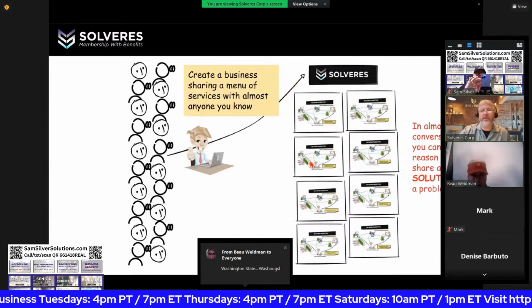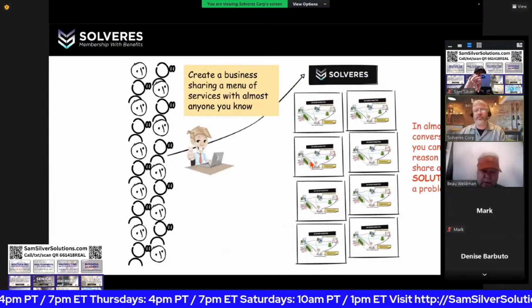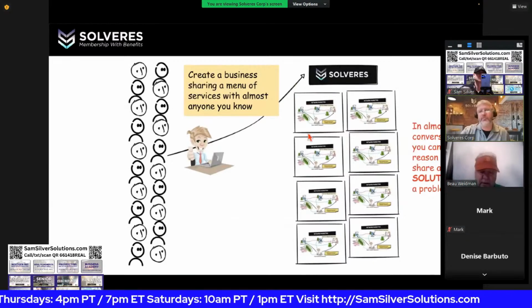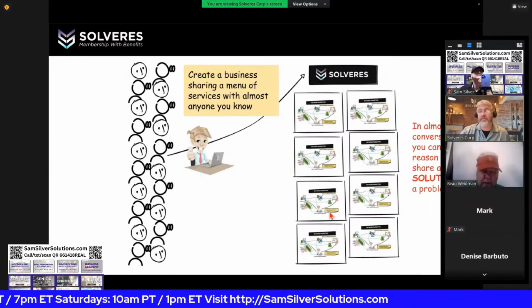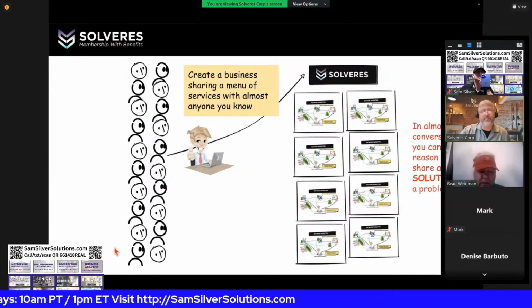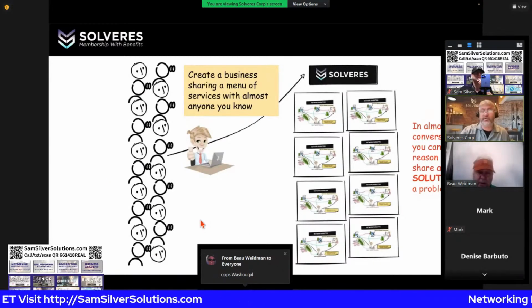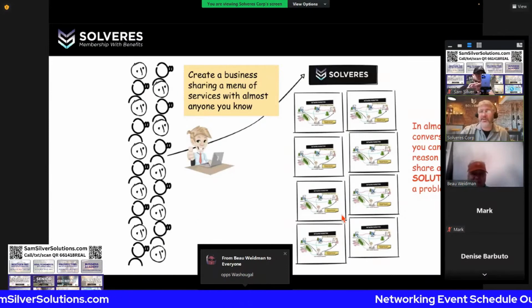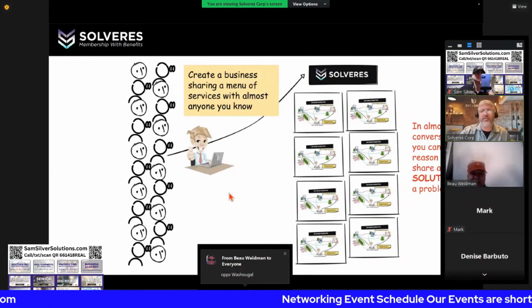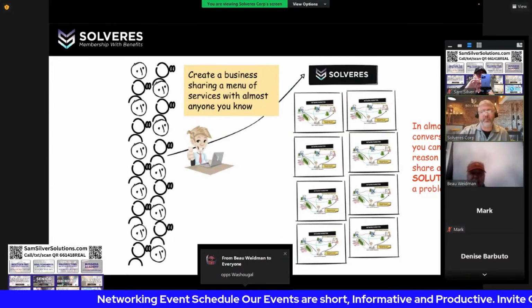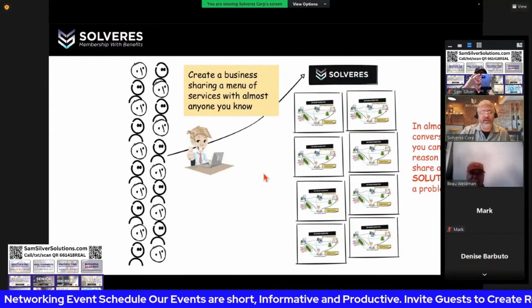What if, though, instead of one course or one product, you had a menu of different products that you could provide people, solutions? Now you have a much larger market that you can go to. You can create a business sharing any of these from the menu with almost anyone you know. So in almost any conversation, you can find a reason to share a solution to any one of their problems.